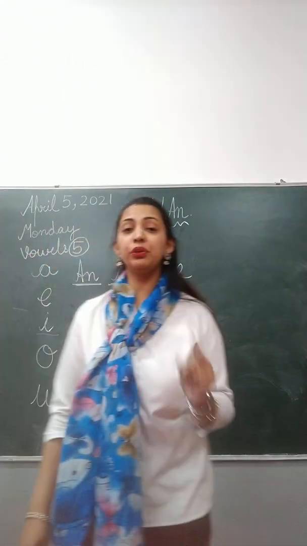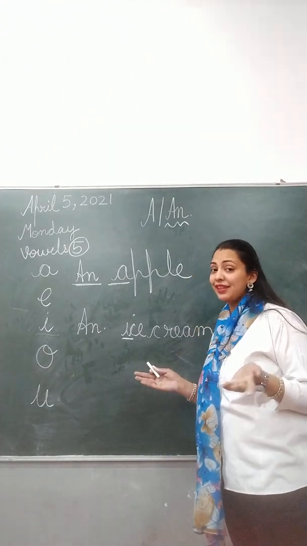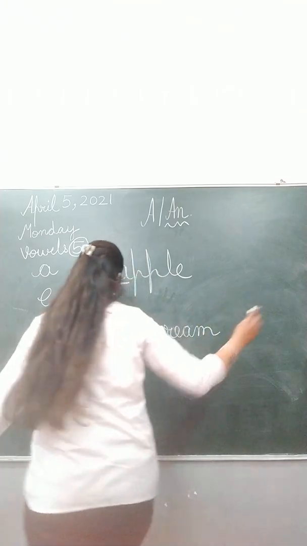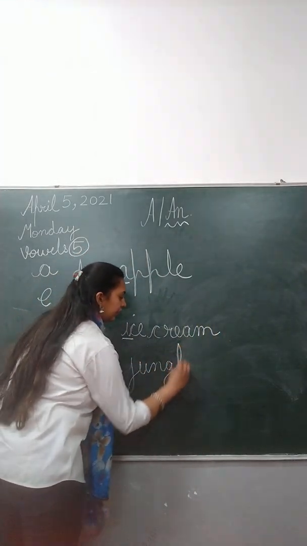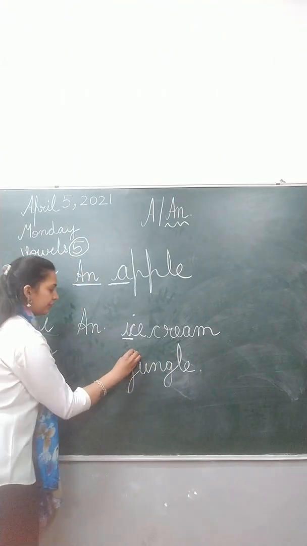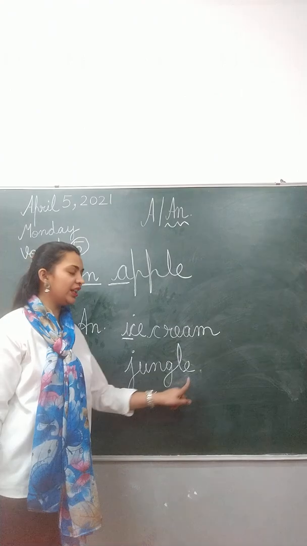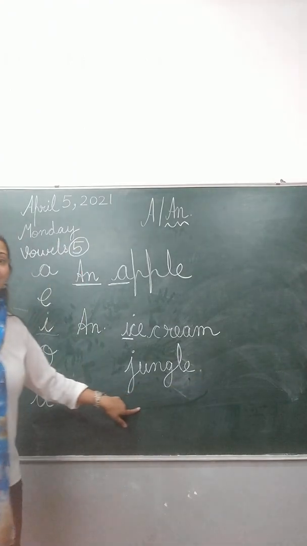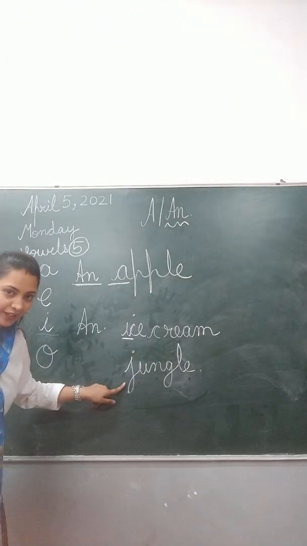Another example for you all, but this time again you have to use your brain, because it might be possible that I am giving you something different. So just see, my another word is... can anyone tell me what this is? This is jungle. Jungle. Let me find it out. J. The first letter is J.